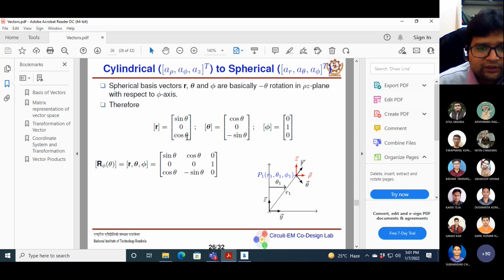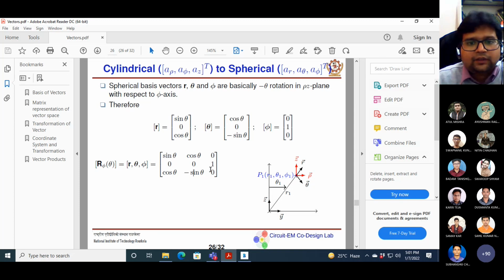For this, your rotation matrix is something like this. It is basically rotation with respect to the phi axis, and the amount of rotation is theta. This is the overall rotation matrix, formed by the r vector, theta vector, and phi vector. If I write this, it is something like sin theta, cos theta, 0, then cos theta, minus sin theta, 0, and 0, 0, 1.